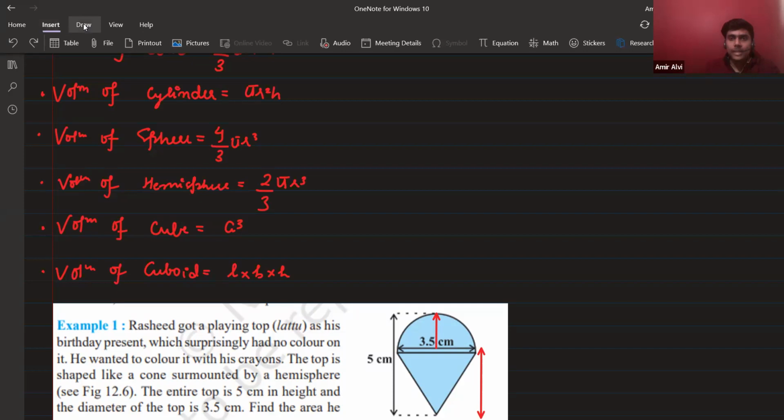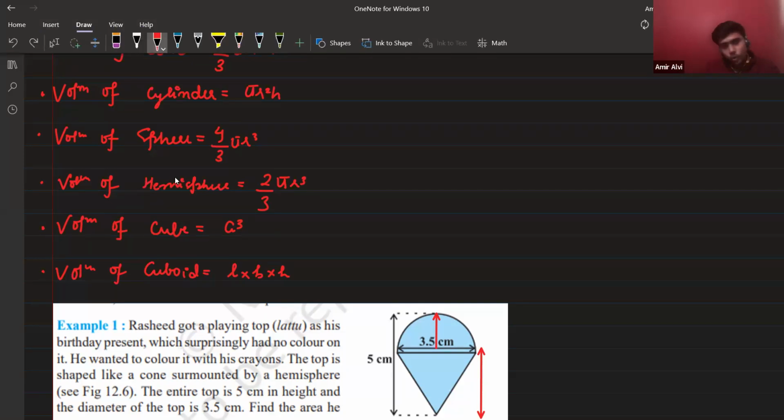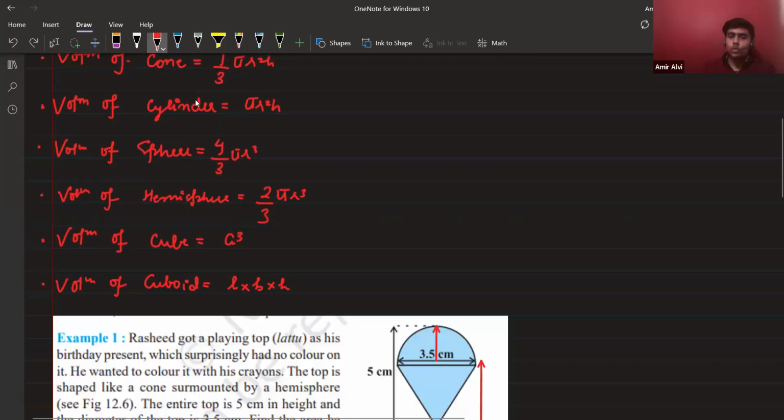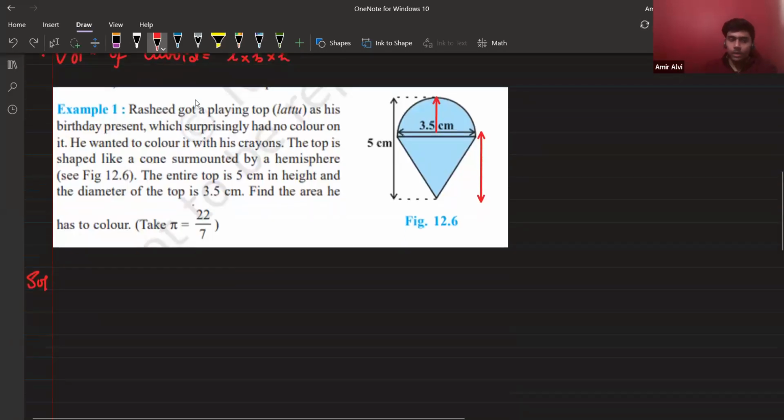Any doubt? No, sir. Very good. Okay, so let's do this question first. Chalo, let's do this question. The formulas that I've told you are till 9th class. There is no new formula in the 10th class. All the formulas are restricted to ninth class. So all the formulas from 7th to 9th class, you have to memorize all of them. Clear?